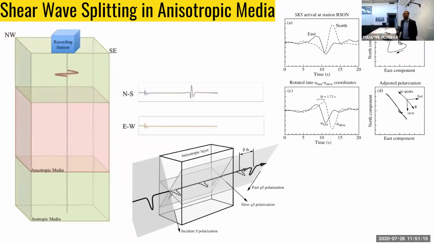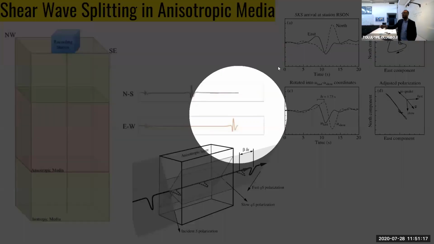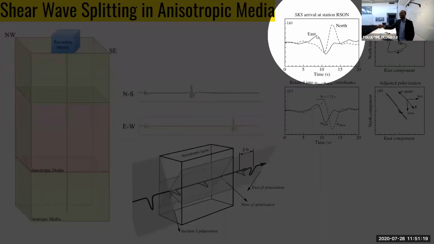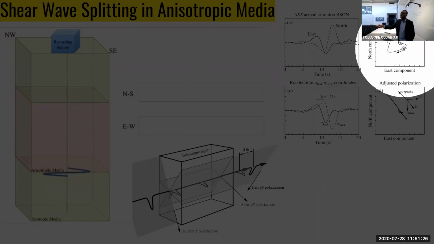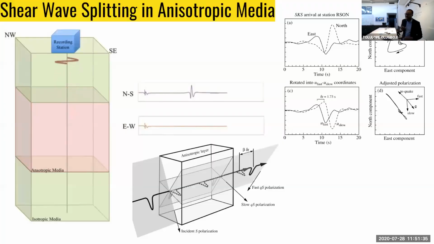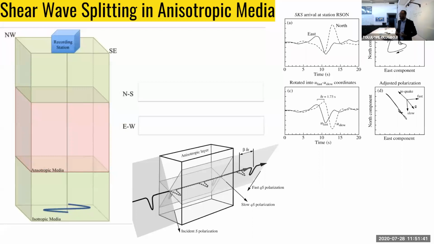So what does this look like in practice? Say at station RSON, you measure an SKS arrival on the north and the east channel. And this is what it will look like. You plot this SKS wave, the north-east component, and it has an elliptical polarization. That elliptical polarization is because you're getting a fast and a slow wave delayed from one another, imparting elliptical polarization to a wave that, before it interacted with anisotropic media, was linearly polarized, right?